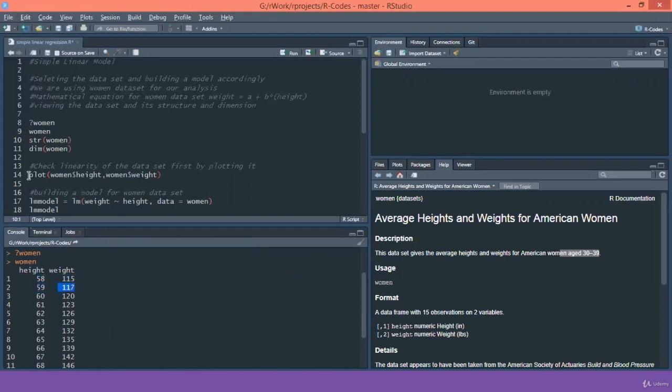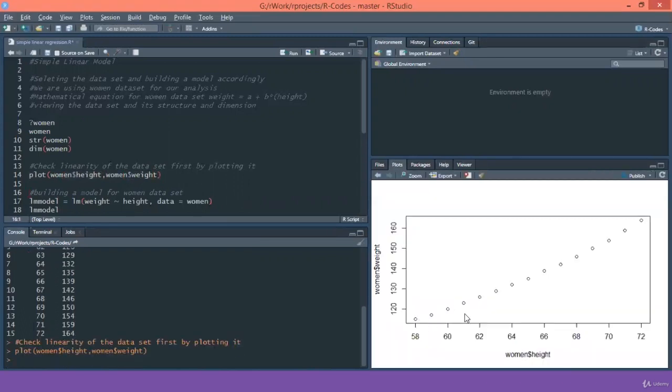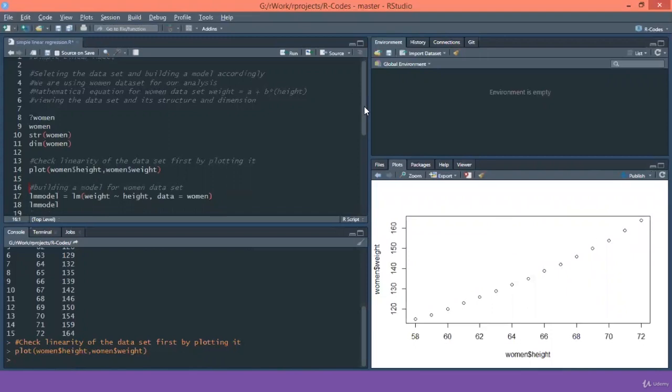To check this, we'll check the linearity by plotting them. And to plot the values, the function is plot. Within the bracket, I'll be giving the name of the dataset, that is women$height. So what I'm writing is, I want to first take the height in correspondence with weight. So my height is the x value and my weight is the y value. Let's execute this command. So you can see there is linearity in the graph. It can be seen by a diagonal line that is showing there is a linear relationship between height and weight. Next, we are going to build a model.